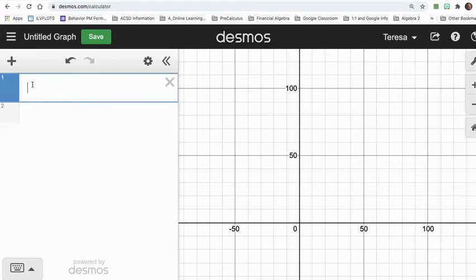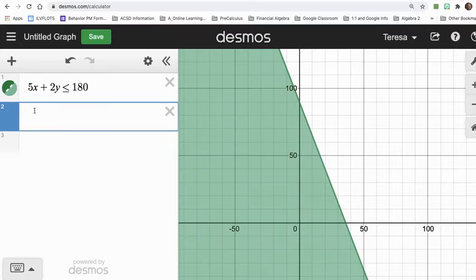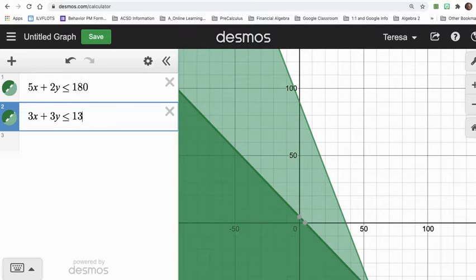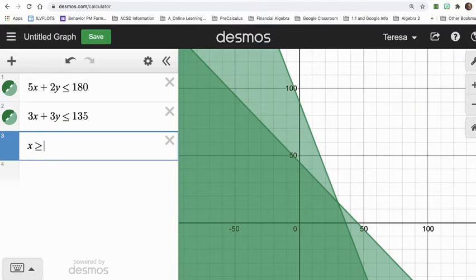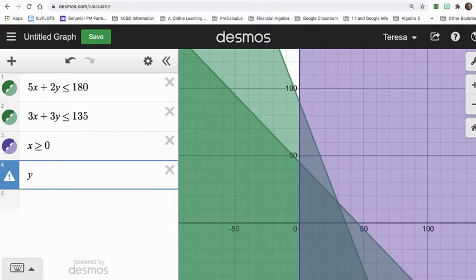I am going to put our constraint formulas in here. If I remember correctly, we had 5 wheat, so I'm going to put in X instead of W, plus 2R, I'm going to put in a Y, and that was less than or equal to 180, and it was 3 wheat plus 3 rye is less than or equal to 135. We also had the X had to be greater than or equal to 0, and that Y had to be greater than or equal to 0.